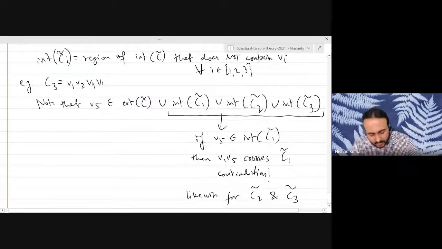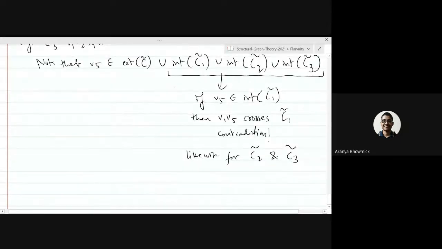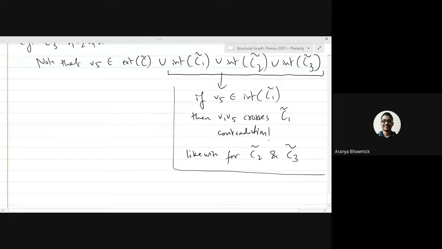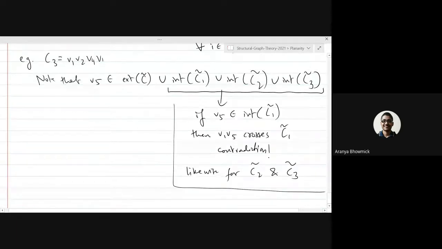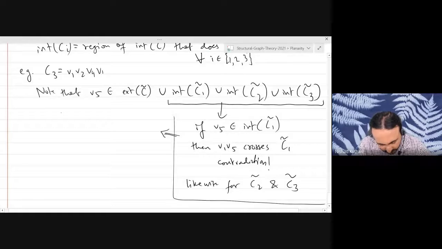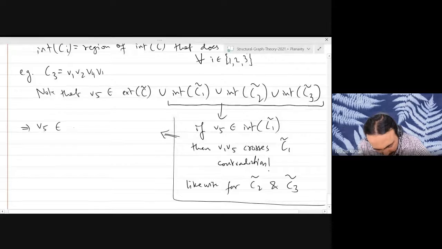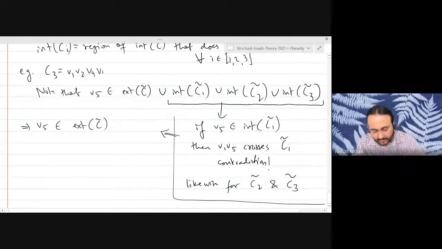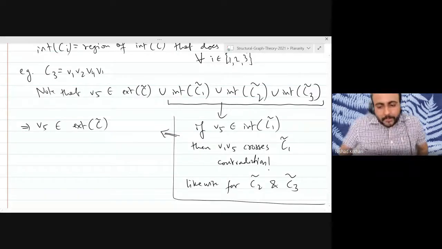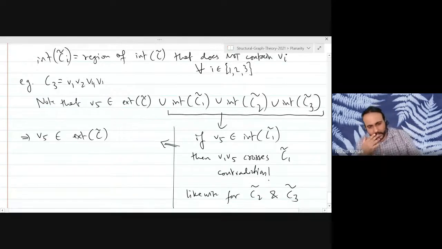So the only option is, yeah, go ahead. If V5 belongs to the interior of some Ci tilde, then since Ci tilde doesn't contain the vertex Vi, if we draw a path from V5 to Vi, it must intersect the boundary of Ci tilde at least once. Yes, that's right. So then we get the contradiction. Exactly. I wrote it for i equal to 1, and you are generalizing. Right. So V5 has to be in the exterior of C tilde.